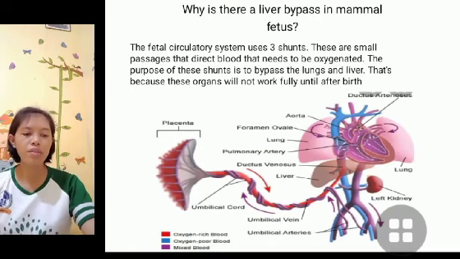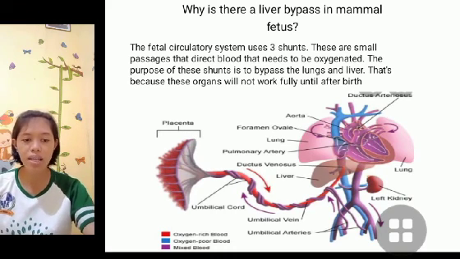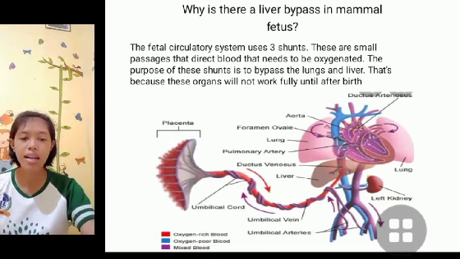Why is there a liver bypass in the mammal fetus? The fetal circulatory system uses 3 shunts. There are small passages that direct blood that needs to be oxygenated. The purpose of these shunts is to bypass the lungs and liver. That's because these organs will not work fully until birth.